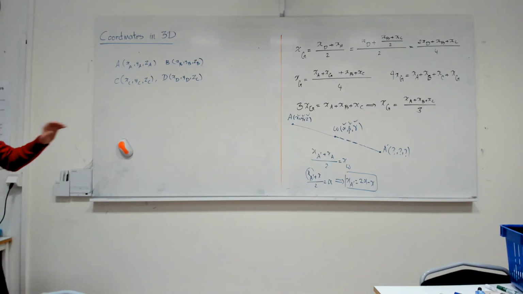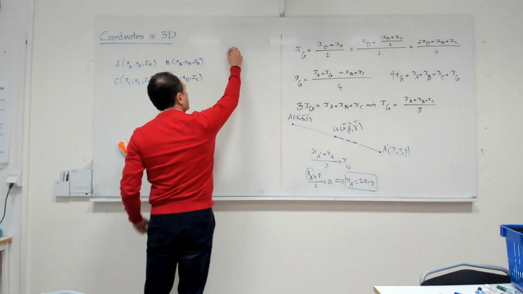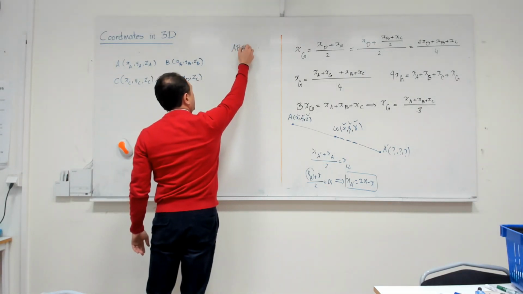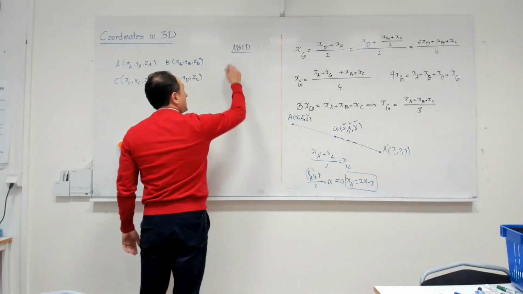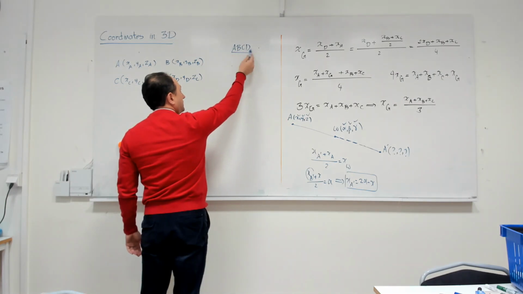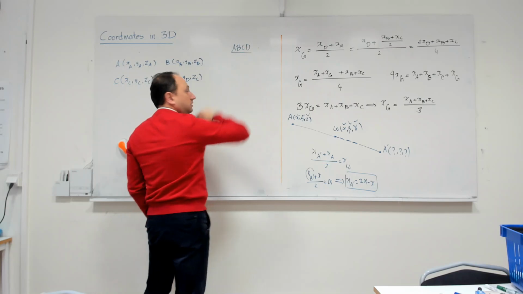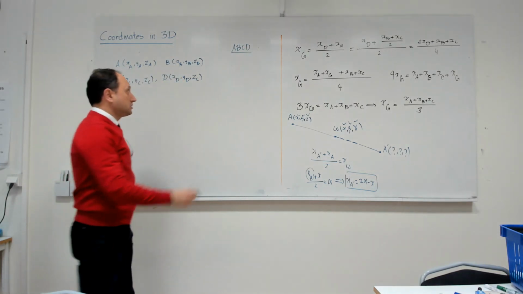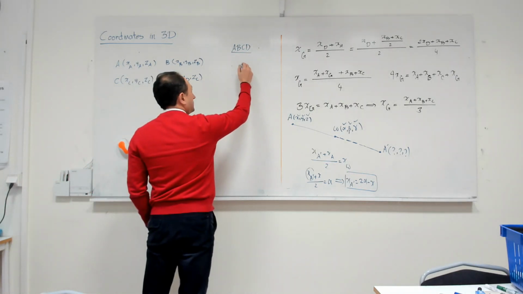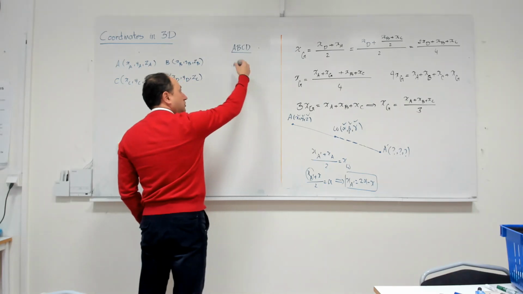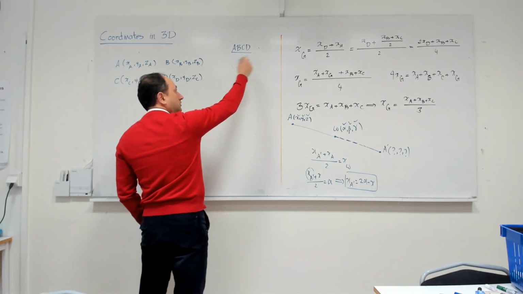I want to call it parallelogram ABCD, and the convention is that when you write it in this way, it means A and C are opposite, B and D are opposite. So that's the convention. It means that you start from somewhere, for example A, and you have to go either clockwise all the way or counterclockwise all the way.